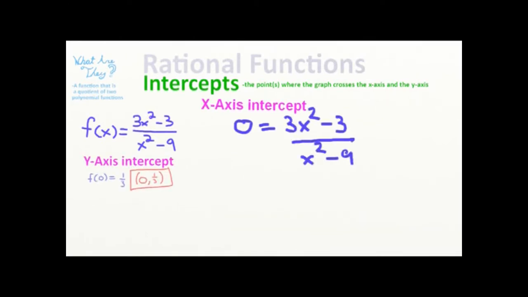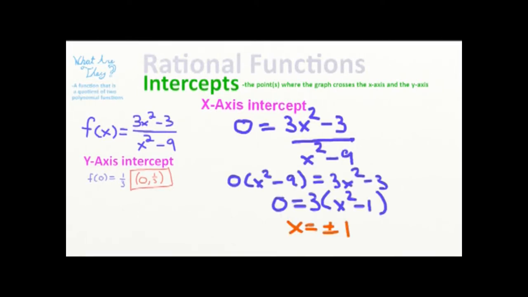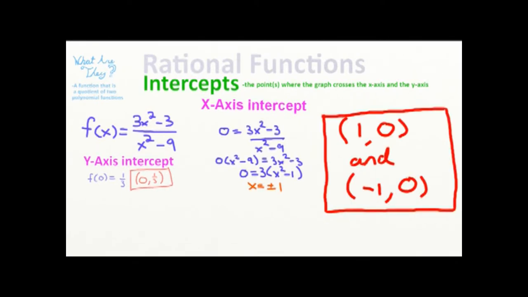For the x-axis intercept, we're plugging in 0 for y. To solve, we find out that x equals plus or minus 1. Therefore, the intercepts are (1, 0) and (-1, 0).